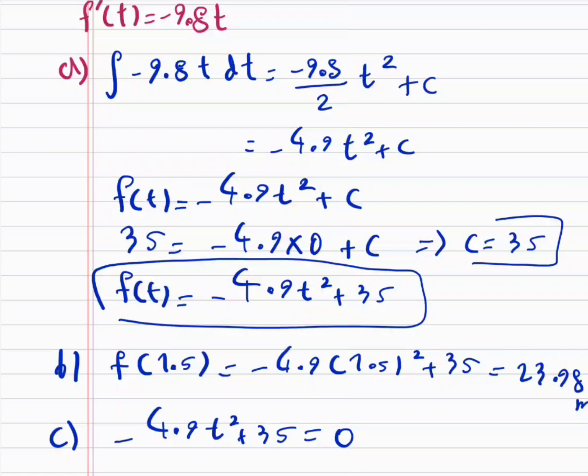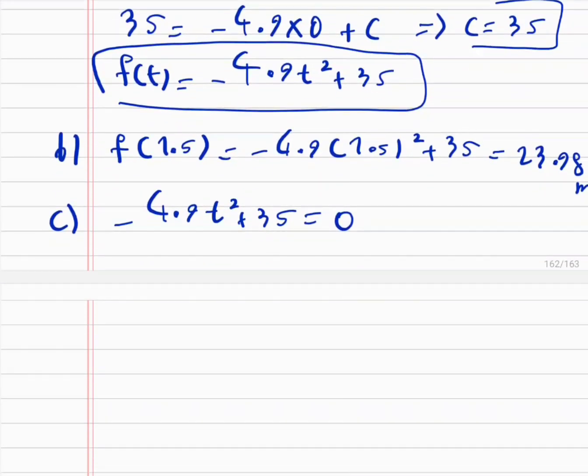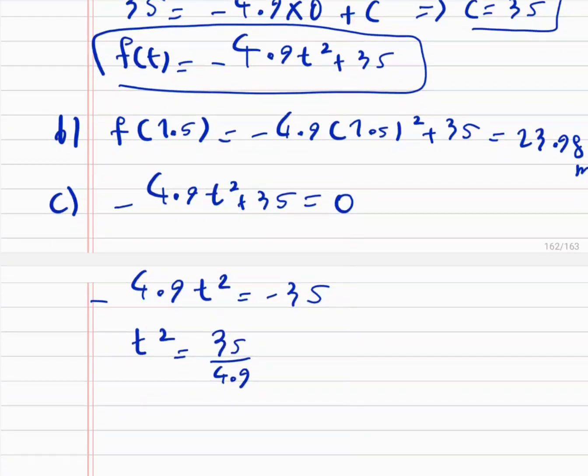Okay, and now that we have this equation, we just need to solve this quadratic equation. So we can rearrange that to have minus 4.9 t squared is equal to minus 35. So multiplying both sides by minus 1 and then dividing by 4.9, we are going to have 35 divided by 4.9, and then we just take the square root of this. So we get.